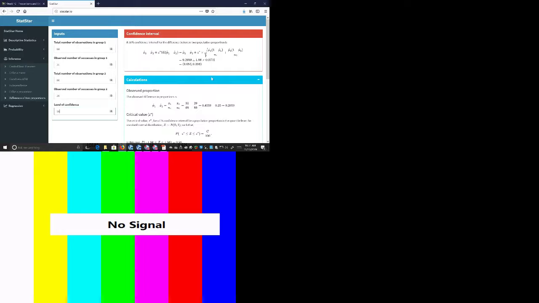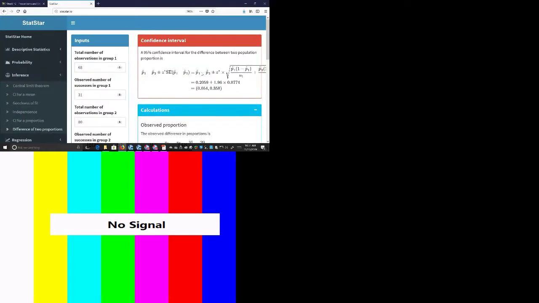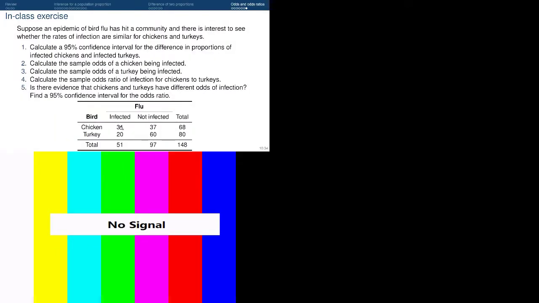All right, so hopefully, if you were to calculate this by hand, you would end up with a confidence interval of 0.054 to 0.358. All right, so what does that mean? So in this instance, we looked at comparing the proportion of birds that were infected if you're a chicken versus the proportion of turkeys that were infected.